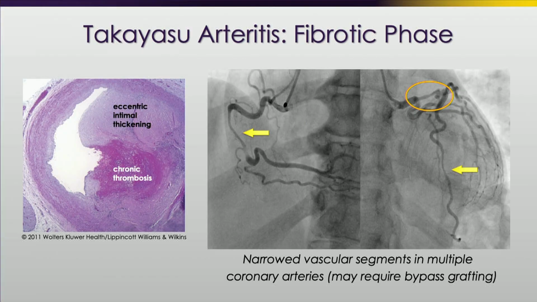So here is some dedicated right and left coronary angiography in a patient with fibrotic phase Takayasu. We can see multiple skipped lesions of long segments of coronary arterial luminal narrowing. And that correlates on the left with heaped up areas of intimal fibrotic tissue, as well as zones of chronic thrombosis. Now, this patient underwent coronary artery bypass grafting because the placement of endovascular stents in this situation is usually contraindicated.